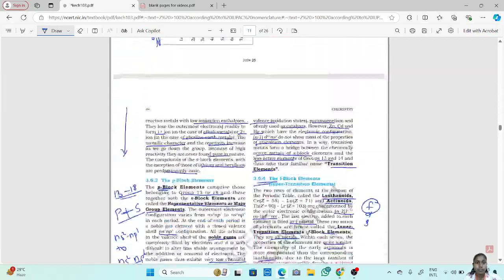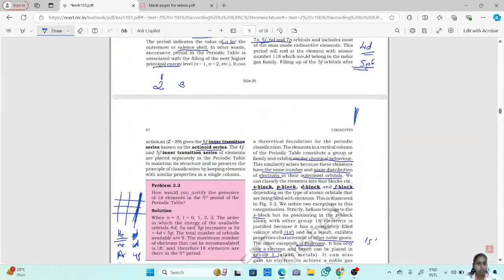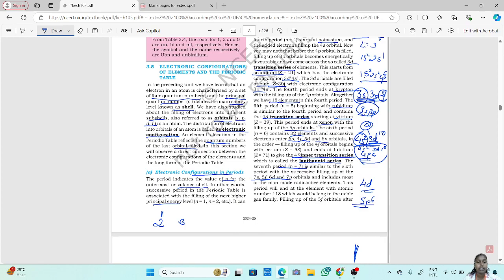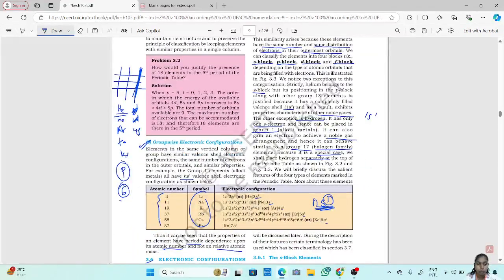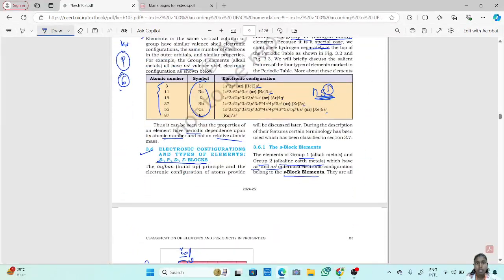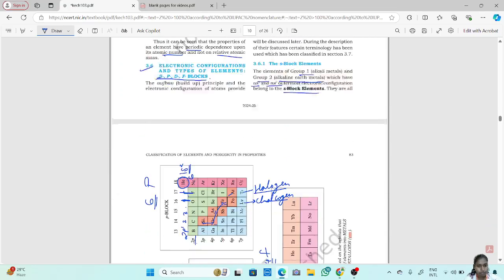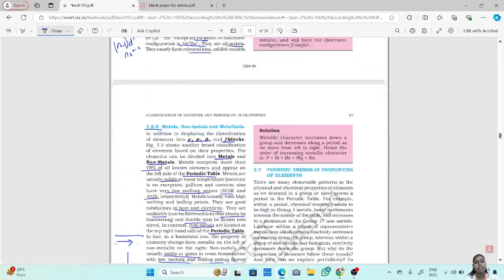So in today's video we have seen the electronic configuration, how it is associated with periods as well as groups. Then we have seen the different blocks of the periodic table, that is S block, P block, D block and F blocks. We have also seen metals, non-metals and metalloids.